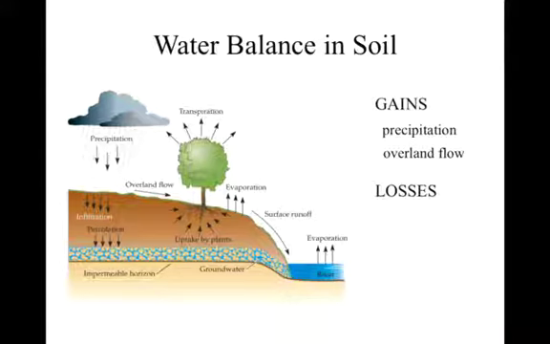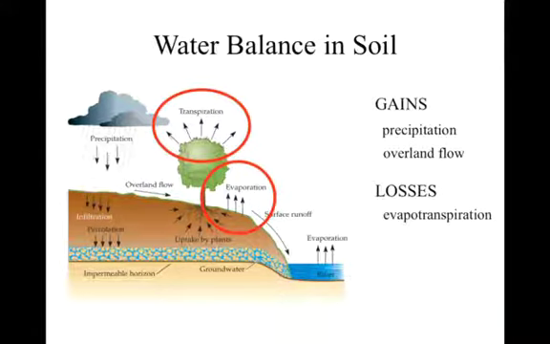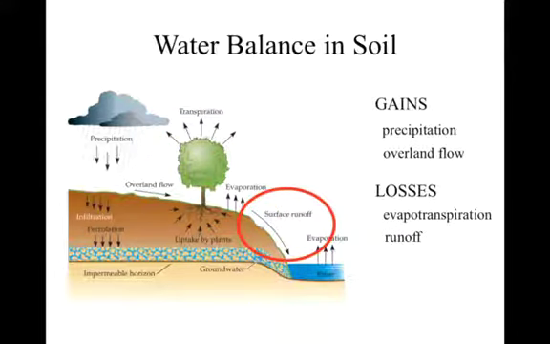Losses, there's a number of them. The first is transpiration or evaporation or evapotranspiration. So you can have just water evaporating from the surface of the soil, without any organisms involved, without any plants doing it in between, just coming right off the ground. You can also have transpiration from plants, and that's another way that water goes out into the environment.